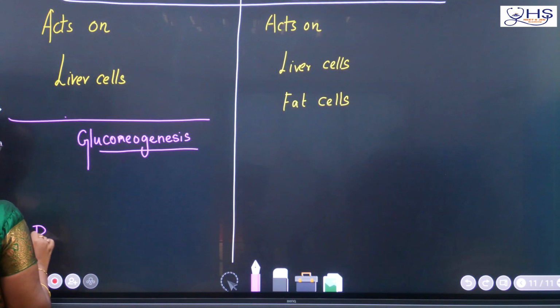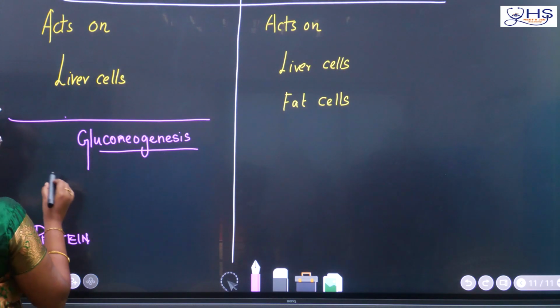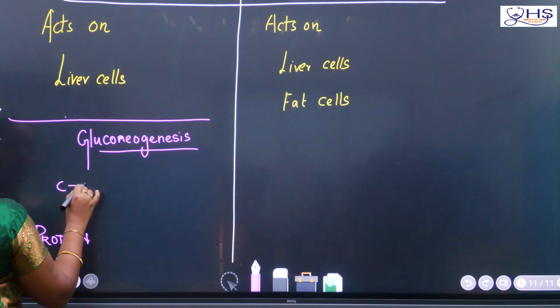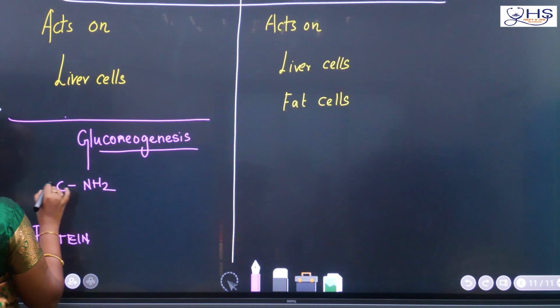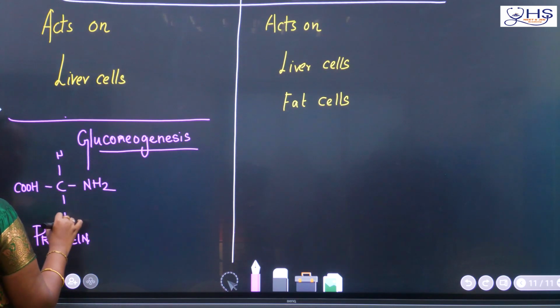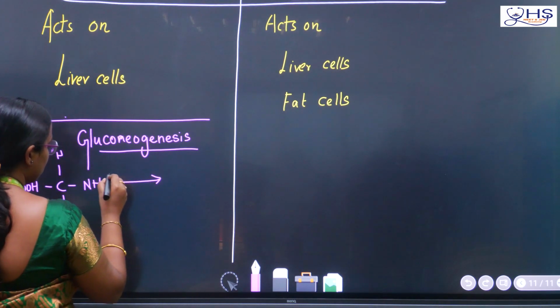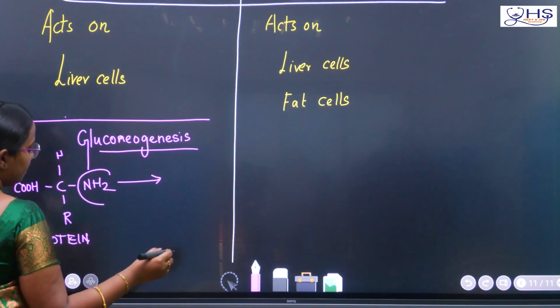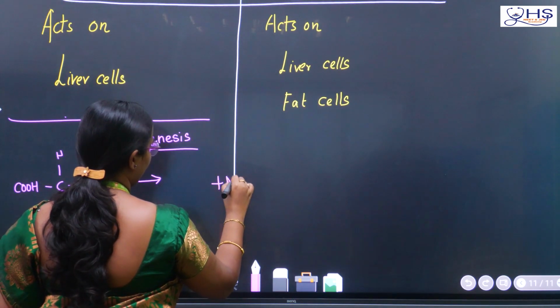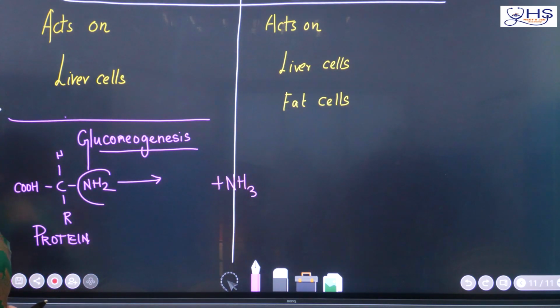So I am going to take a protein here. Protein is nothing but an amino acid: NH2, COOH, H and R. This is the simplest amino acid. Now you all know that this NH2 is very toxic. It will be released as ammonia. This ammonia will enter the liver and it will be converted into urea.